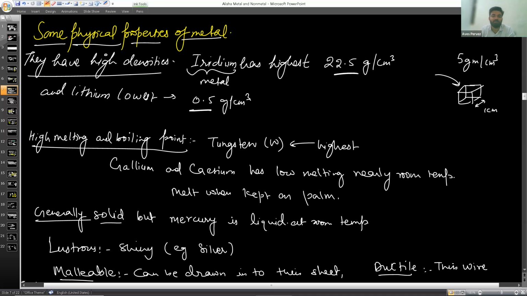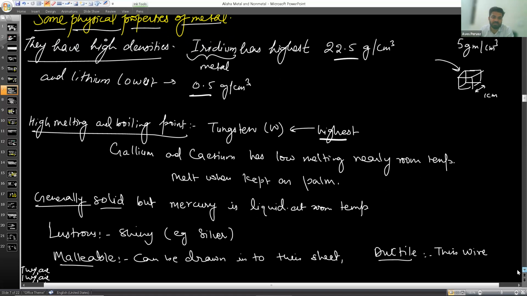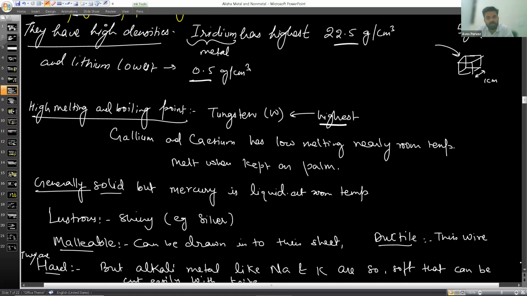They generally have high melting and boiling points, except tungsten, which has the highest melting point. Gallium and cesium are two metals that, if you keep them on your palm and rub, can easily melt, because their melting point is near room temperature and our body is at 37 degrees Celsius. Generally metals are solid, but mercury is a liquid at room temperature.